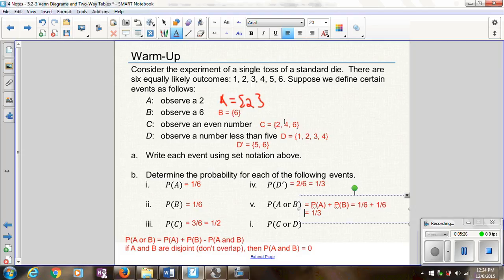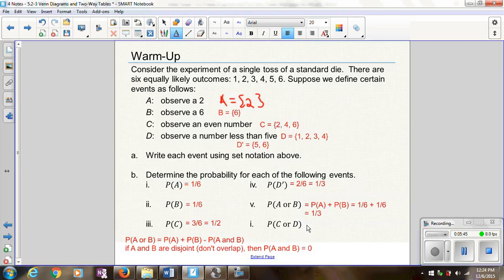If we take a look at the outcomes that are listed in event C, we know that's 2, 4, and 6. If you look at the outcomes in event D, we can see that the 2 and the 4 are also in event D. So here we have to be careful because there is an overlap. These two events are not mutually exclusive.